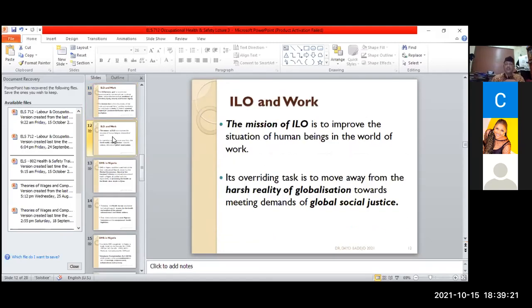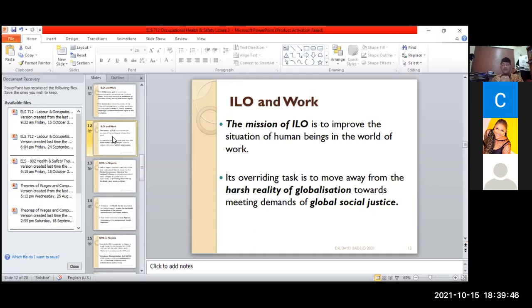Not only that, the mission of the ILO, why are they doing all this? To improve the situation of human beings in the world of work. A lot of this has happened and is going to happen. So the overriding task is to move away from the harsh reality of globalization towards meeting the demands of global social justice. What is good for the goose is good for the gander.